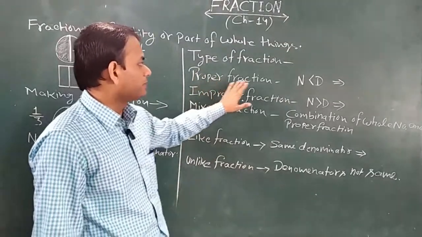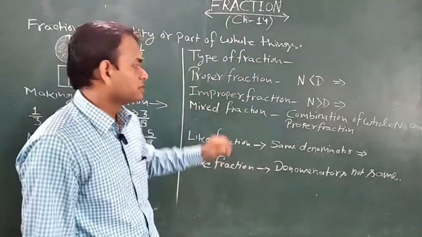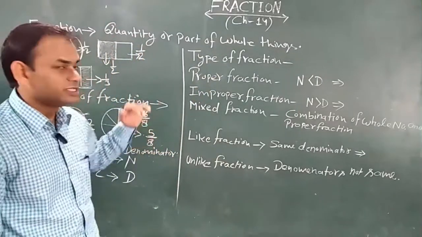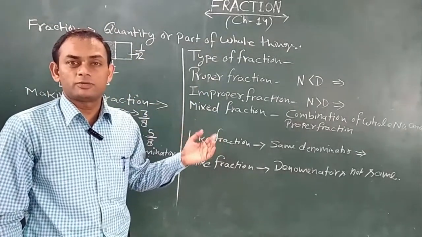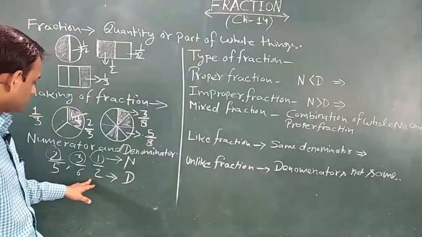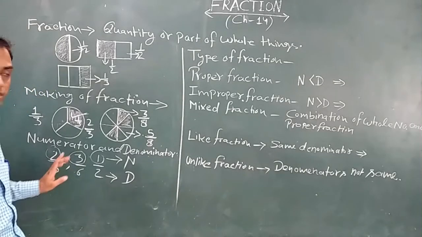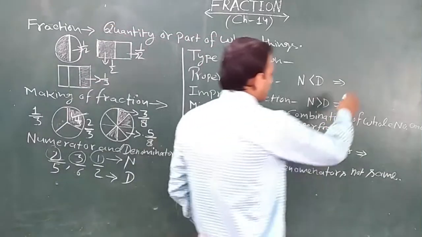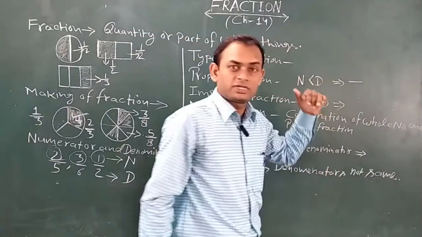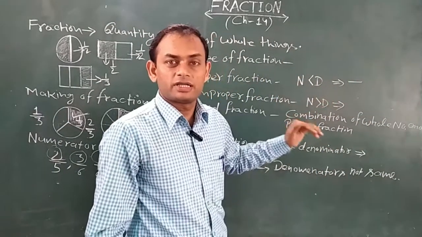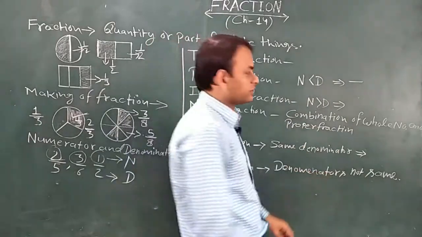First of all, the proper fraction. What are the proper fractions? The fraction in which the numerator is smaller than the denominator. Like here, you can see the numerator is smaller than the denominator. It means all those fractions in which the number written above the line is smaller than the number written below the line.